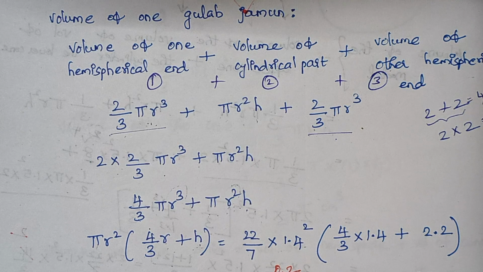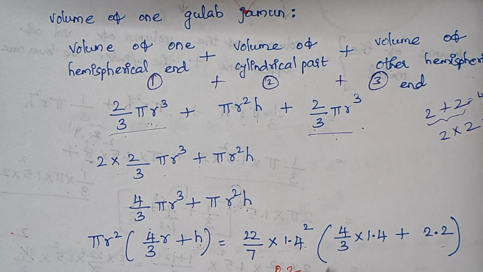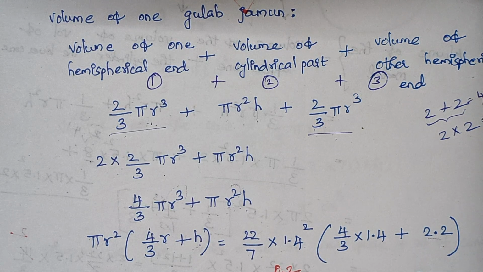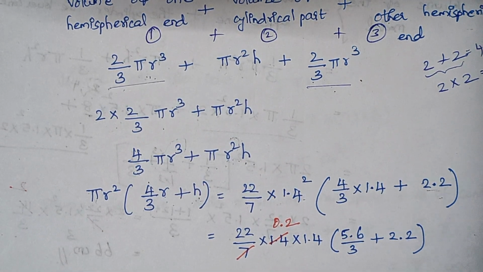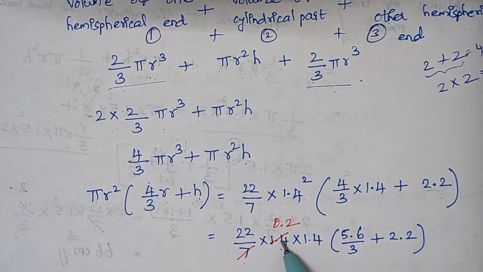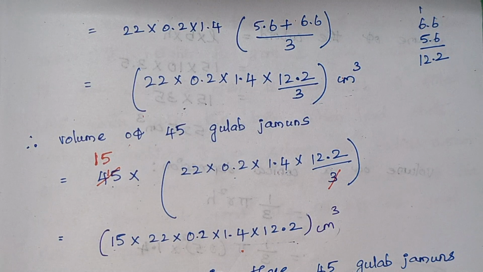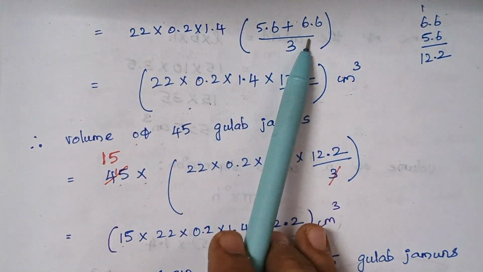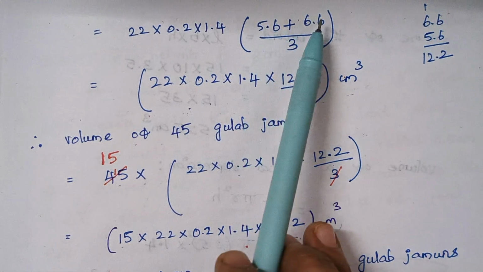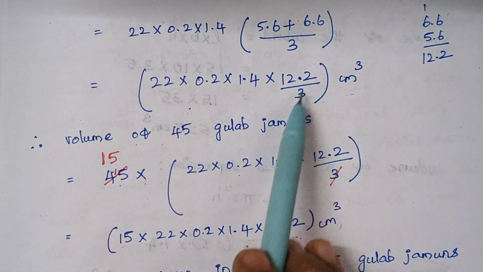Now just substitute the values, right? So pi is nothing but 22 by 7 and the value of R is 1.4, into 4 by 3 R plus H, where the value of H is 2.2. We have calculated that. So just substitute the values and cancel out the common terms. Here 7 and 1.4 cancel by 0.2 times. Now when you solve, I had taken the LCM, right? Once the LCM is done, when you add 5.6 and 6.6, I am getting 12.2.